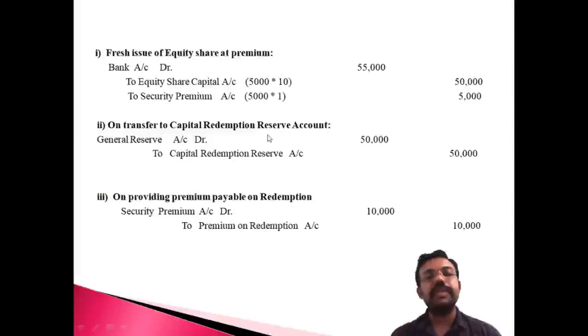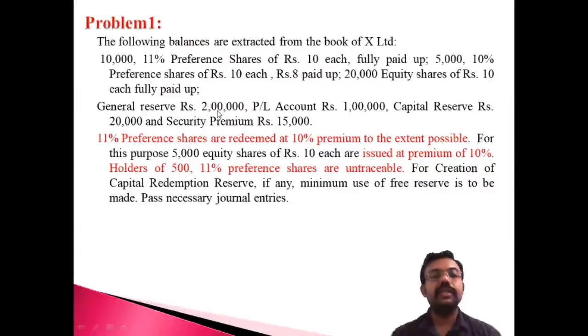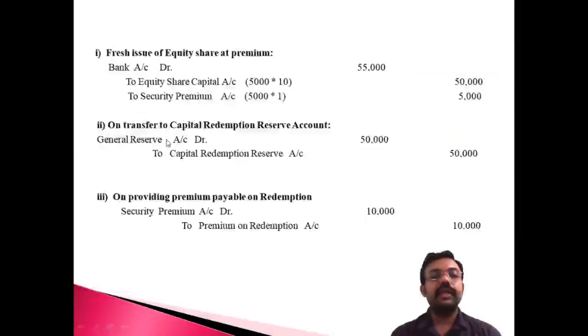It's always transferred to the capital redemption reserve account. That is general reserve account debtor to capital redemption reserve account. The amount is 50,000. So that is the journal entry on transfer to the capital redemption reserve. The general reserve, we have enough reserve in hand. There are 2 lakh reserves available, and here there is general reserve account debtor to capital redemption reserve account, 50,000. That is the journal entry regarding the profit.